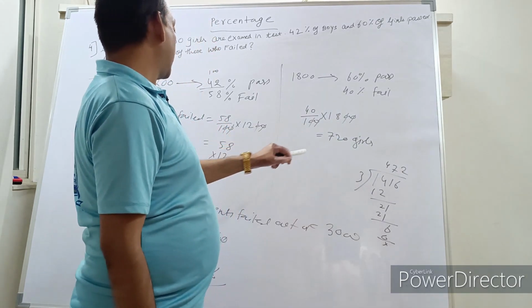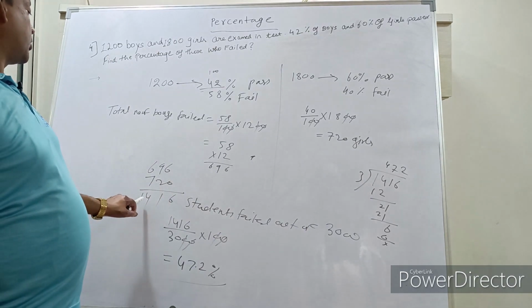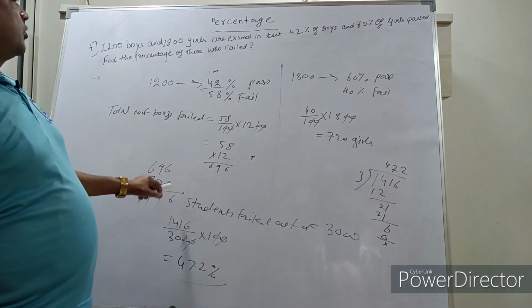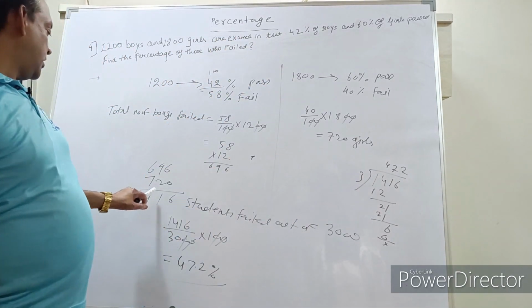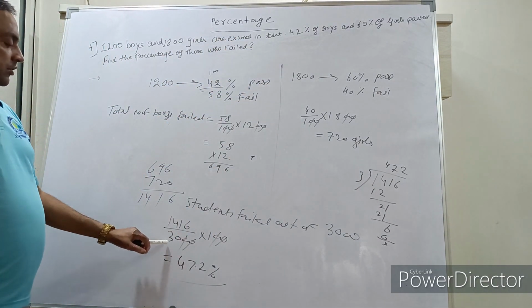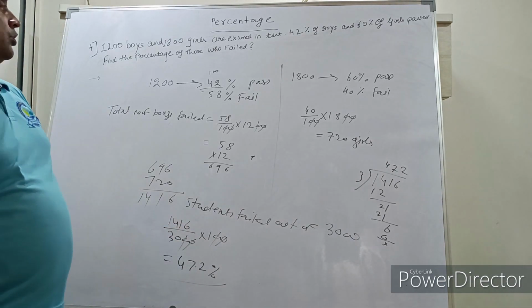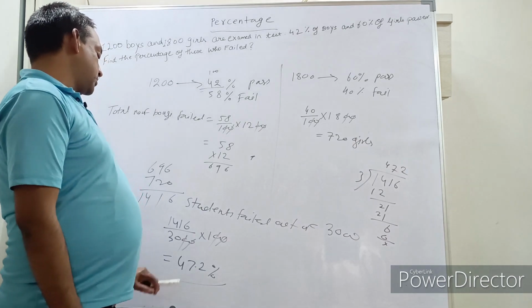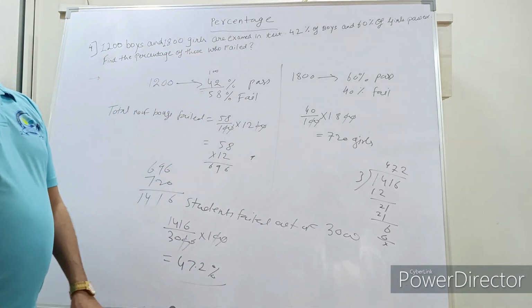The total number of students failed, so that is 696 plus 720, that is 1416 out of total 1200 plus 1800, that gives you 3000. So 1416 divided by 3000 multiplied by 100, the answer is 47.2%. So 47.2% students failed in the exam.